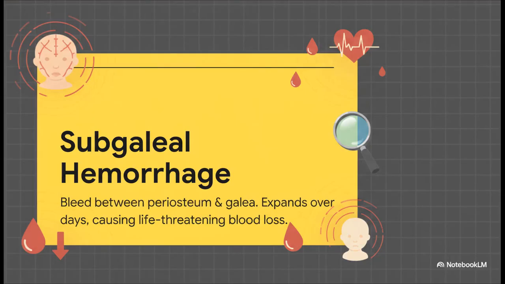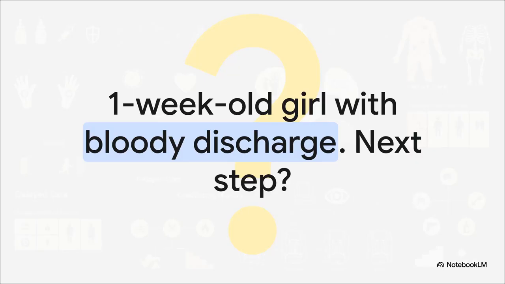But you can never, ever forget the ultimate red flag, the subgaleal hemorrhage. Like a caput, it crosses suture lines, but this is actual bleeding between the periosteum and the galea aponeurotica. It's highly fluctuant, it expands over a few days, and it can cause massive, life-threatening blood loss. You're looking for tachycardia and severe pallor. Do not miss this. Moving to the next bed, we have a 1-week-old newborn girl presenting with bloody vaginal discharge.